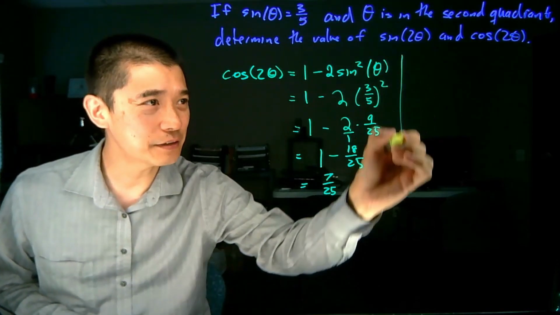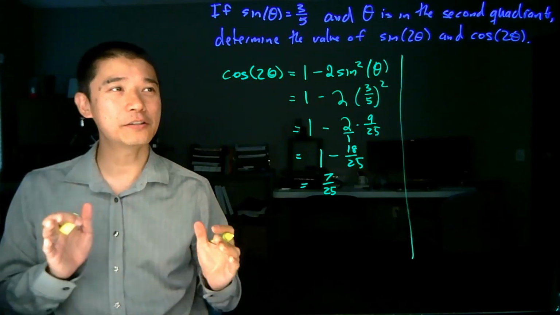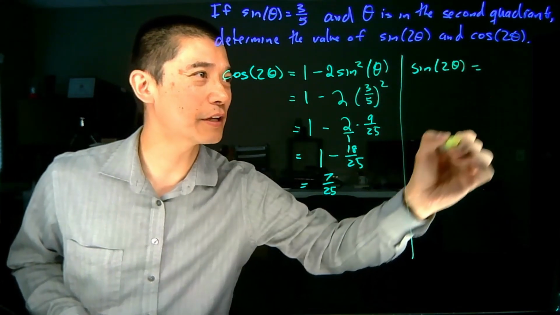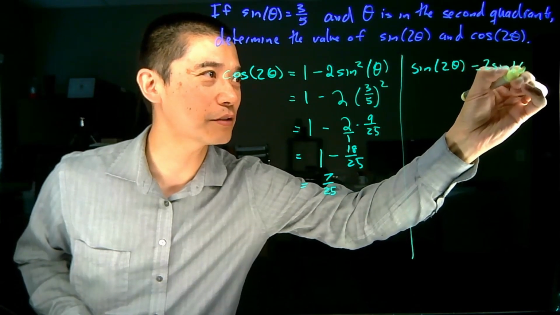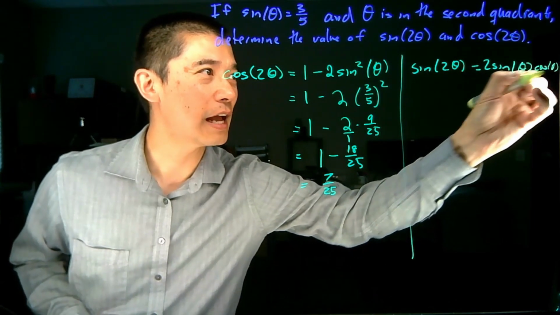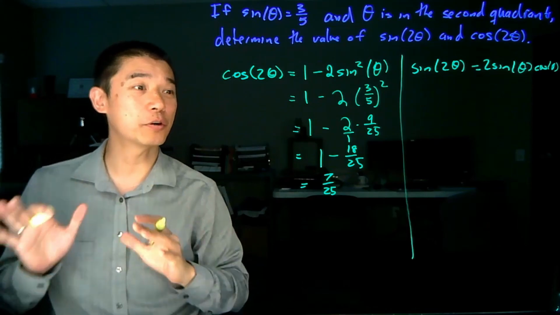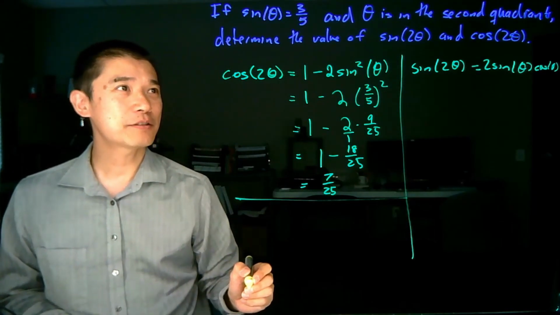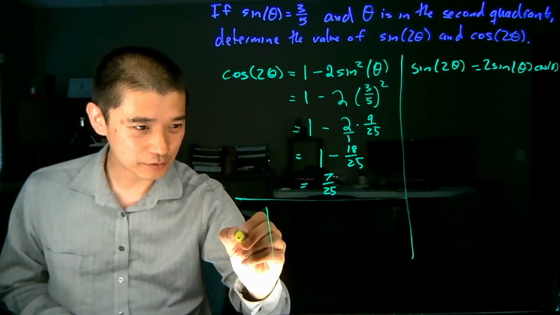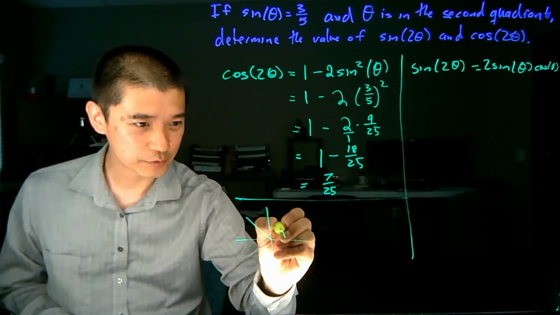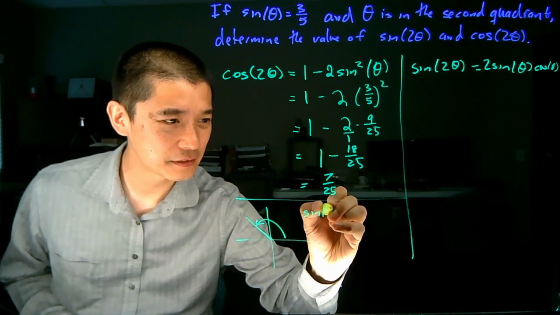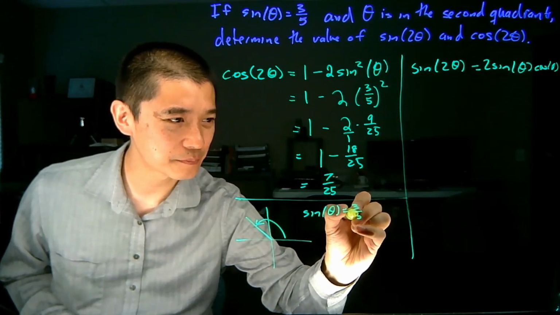Now to get the value of sine of 2 theta, we actually need to know what the value of cosine theta is, because the formula for sine of 2 theta is 2 sine theta cosine theta. And that cosine theta value is one that we currently don't have. So let's take a look. Sine of theta is 3/5 and theta is in the second quadrant. So our theta looks like that. And we know that sine of theta is equal to 3/5.